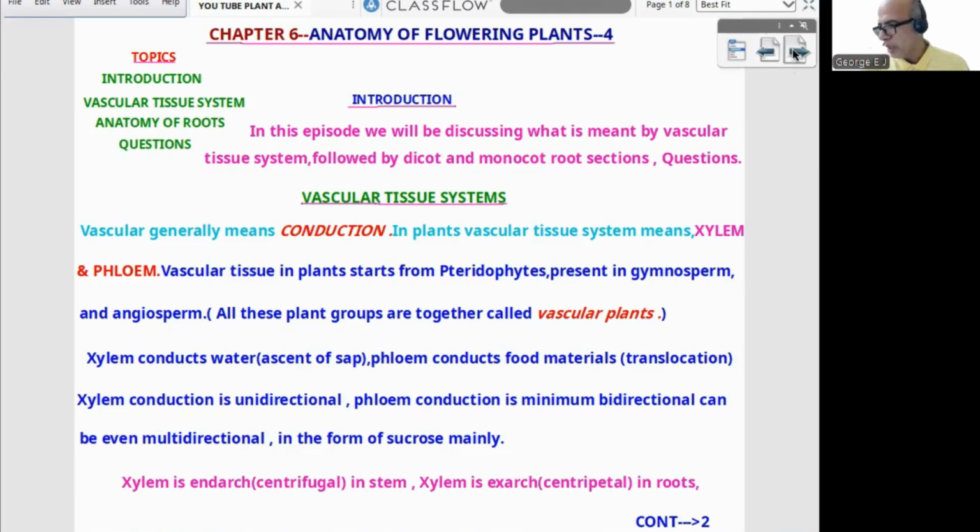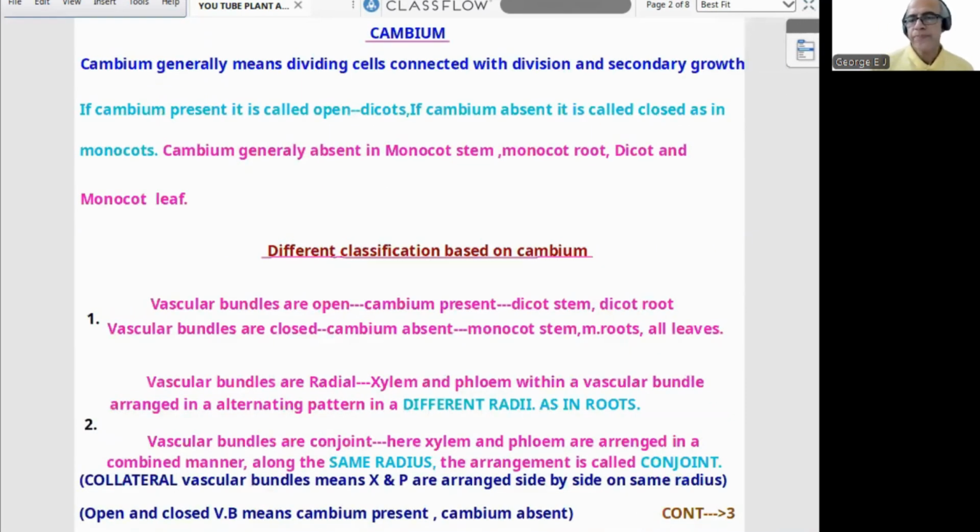Now we can proceed to the second page, cambium. So what is meant by the term cambium? Cambium generally means dividing cells, and it is connected with division and secondary growth. If cambium is present, then it is called open bundles, as in the case of dicots. If cambium is absent, no cambium, it is called closed, as in monocots. Generally speaking, cambium is absent in monocot stem and monocot root here. Then dicot leaf and monocot leaf, that we'll be learning in the next episode.